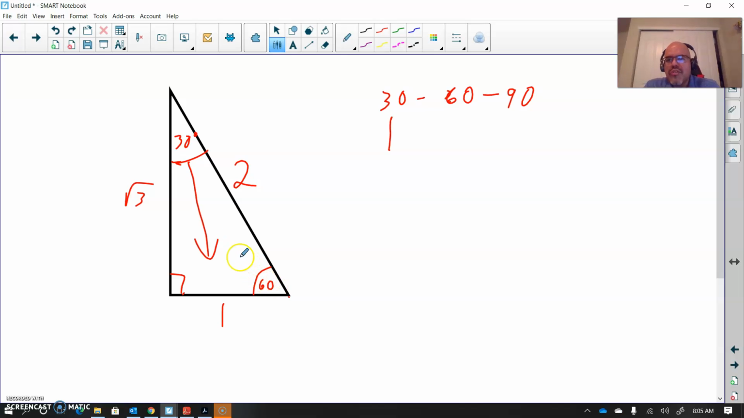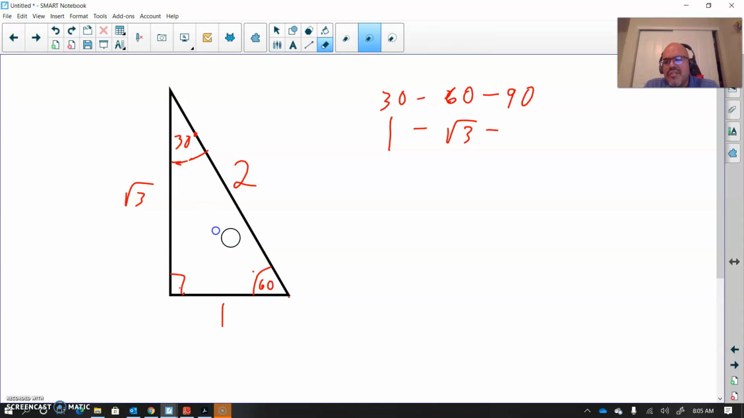The square root 3, which is now the middle side, because square root 3 is slightly larger than 1. That's going to be between the 90 degree angle and the 30 degree angle, but also it's opposite of the 60 degree angle. That's why we put it right here, square root 3. And the largest side, which is opposite of the 90 degree angle, is going to be 2. So it's 1, square root 3, and then 2.